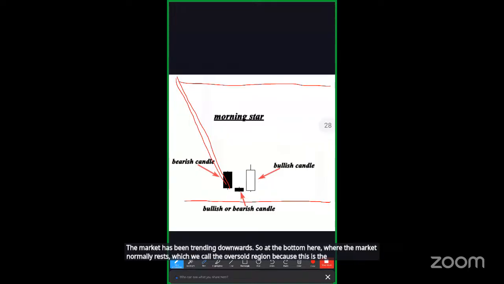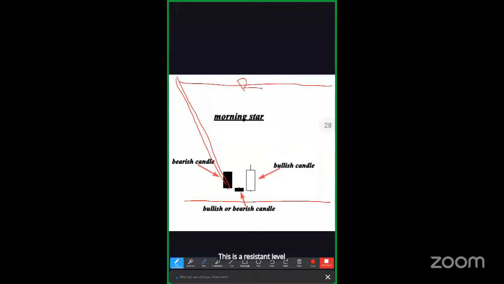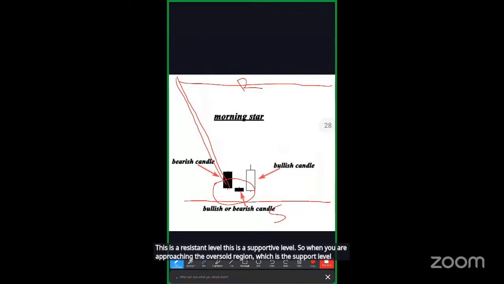because this is the overbought region on top here. This is the resistance level. This is the support level. So when you are approaching the oversold region, which is the support level, you are going to see a composition of morning stars developing themselves. Try to bring some beautiful stars to some of the traders who are able to identify them.